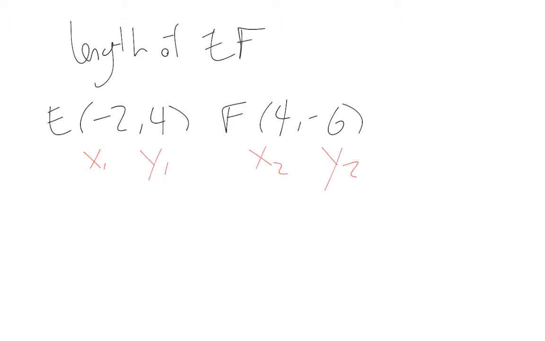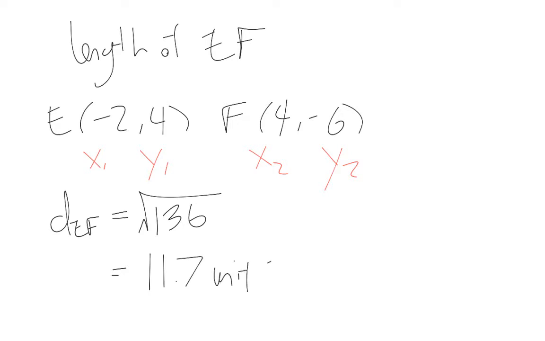Again, I'm not going to show you the work because it's pretty tedious, and you can do this on your own. Therefore, the distance between points E and F is going to be equal to the square root of 136. You can simplify this if you want, and I'm going to simplify this to 11.7 units. I'm going to zoom out and show you all the work that was required for this one question.